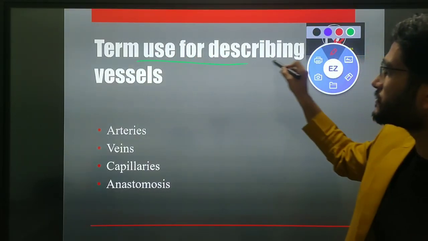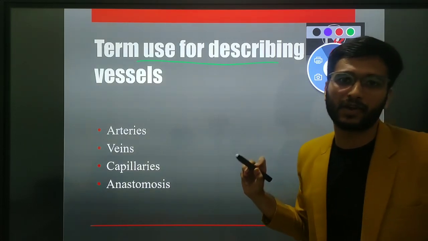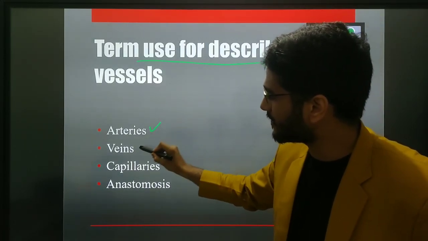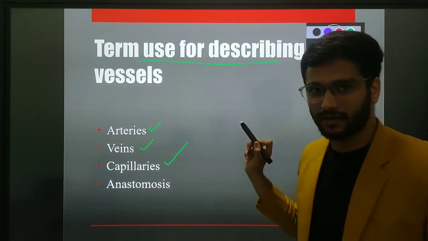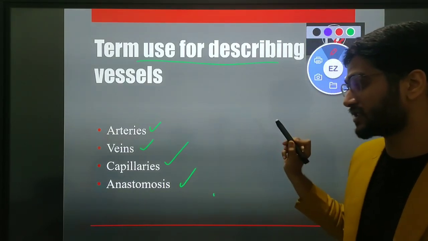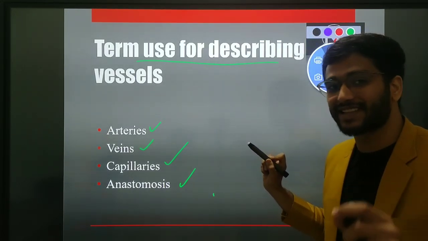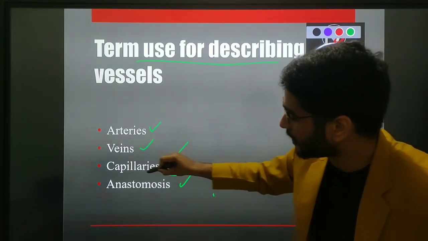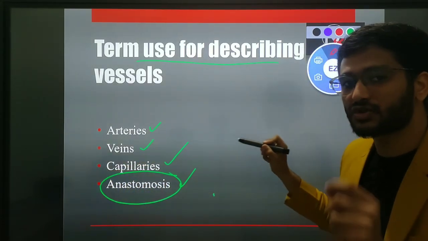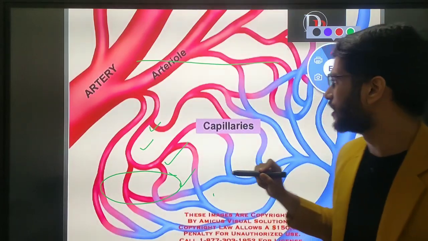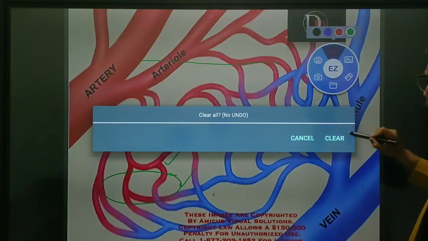Learn the terms used for describing vessels; we learned about arteries, veins and capillaries here, right? What do you mean by anastomosis? Anastomosis is nothing but a communication or joint between blood vessels. So let's look here.